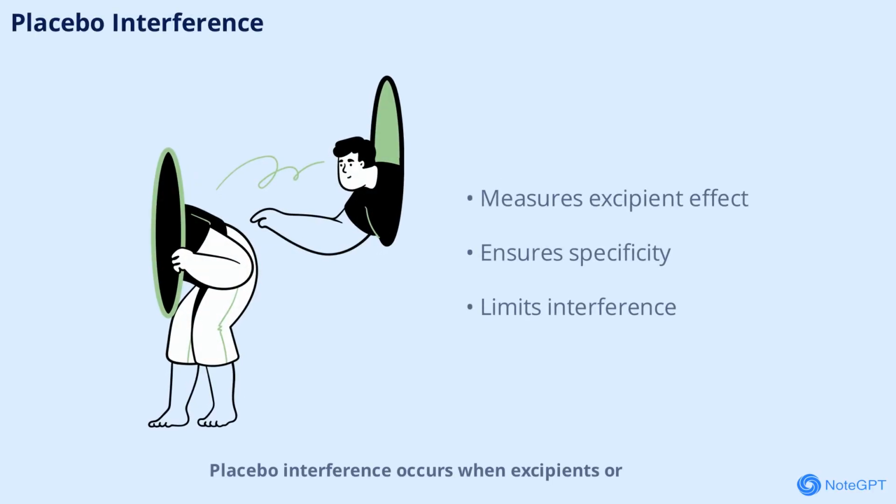Placebo interference occurs when excipients or other ingredients affect the assay result. To measure this, placebo solutions are prepared and analyzed alongside standards. The interference should not exceed 2% to ensure specificity. Calculations involve comparing absorbance values and concentrations, ensuring that the assay accurately measures the drug without significant background noise.